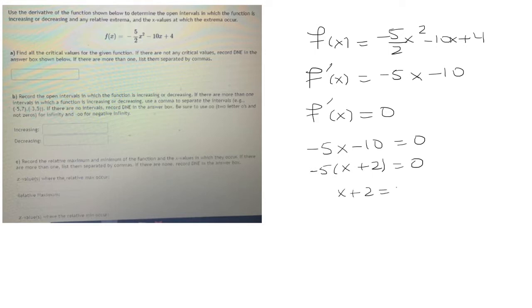So in order to see where the function is increasing or decreasing, we need to find the critical values. So for the critical values, we set the derivative equal to 0. So in other words, negative 5x minus 10 is equal to 0. I can factor out a negative 5 to get x plus 2. And so x plus 2 has to be 0, which means x is negative 2. Okay, so this is the critical point for part A.